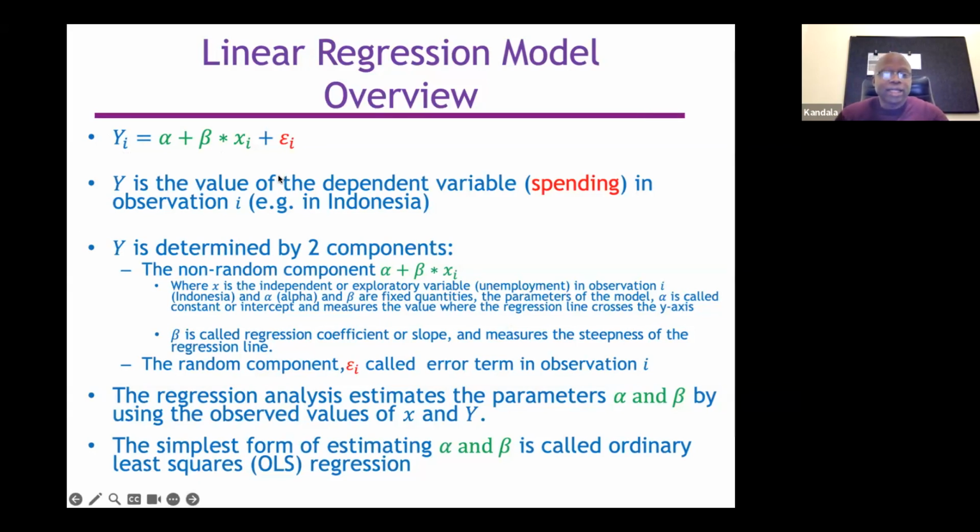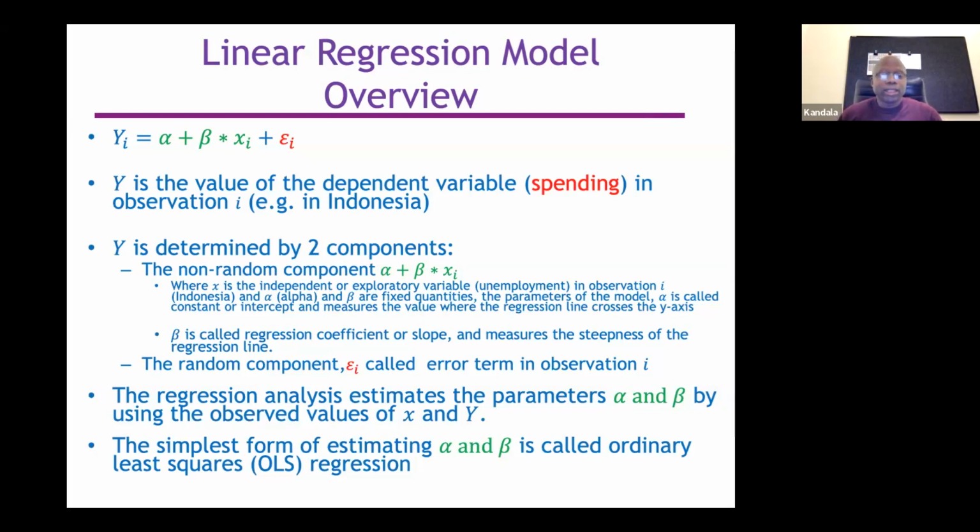The i there is the observation, because if you are talking about government spending on health, you may have this weekly or monthly or yearly. So the i represents the unit of analysis. If it is weekly, it is week 1, week 2; if it is monthly, month 1, month 2, and so on.